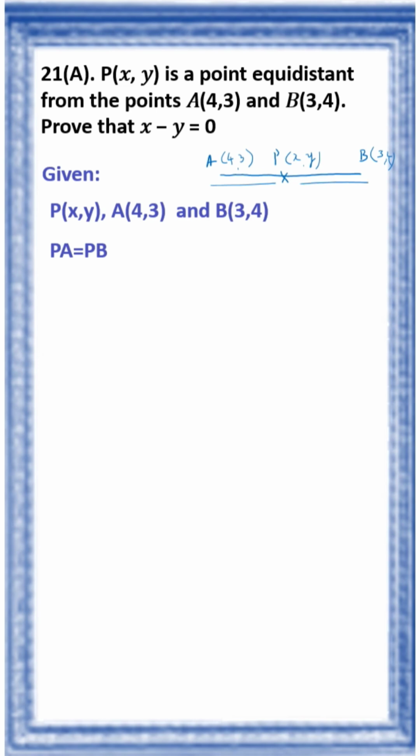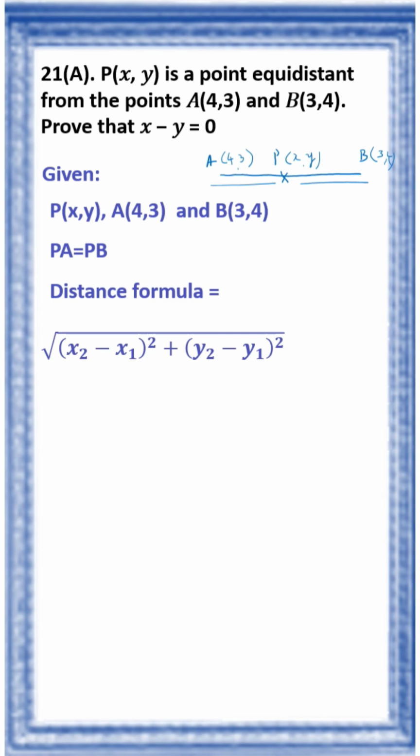Now we have to use distance formula. That is equal to square root of x2 minus x1 the whole square plus y2 minus y1 the whole square. Now let us find the distance between PA.